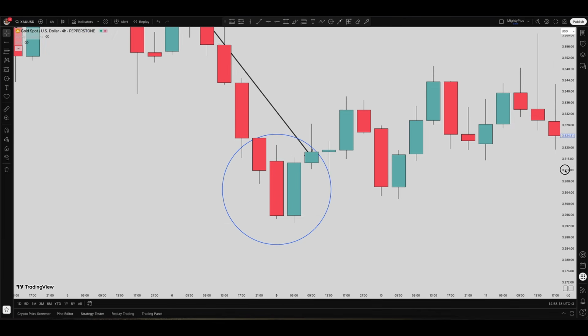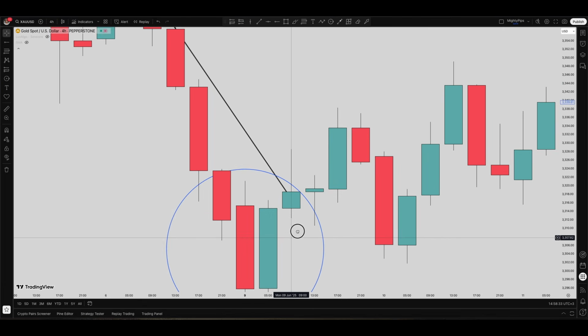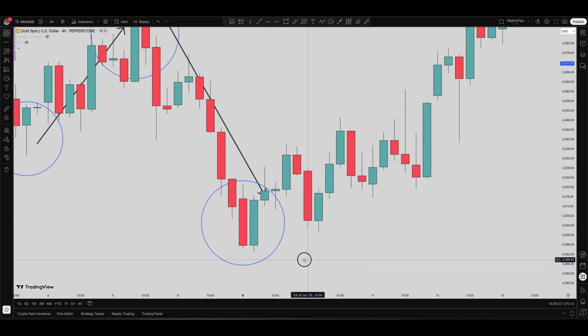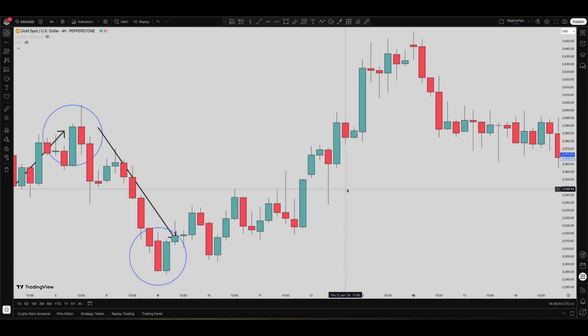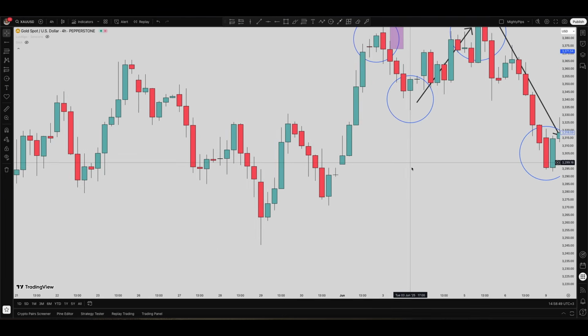Guys, I hope you can see this clearly. This green candle's wick at the bottom takes out the previous candle's low, and then it closes above that candle's low. So that signifies a reversal to the upside, and as you can see the market actually reverses and goes up. So you can see many examples of this happening on the chart every single day.